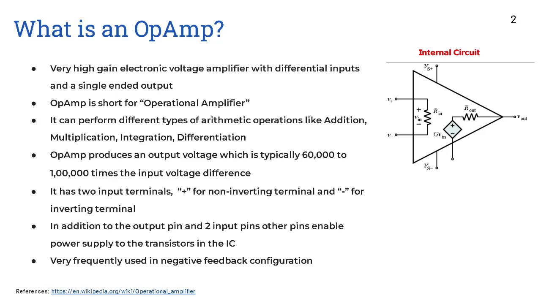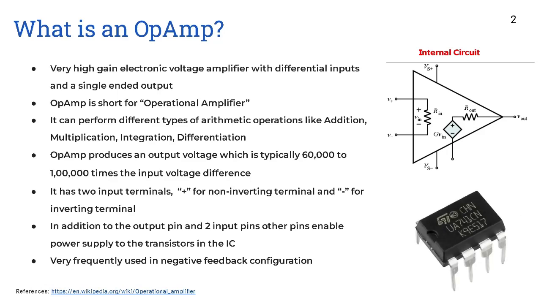This gain can remain independent of temperature variations, and because of this negative feedback, the bandwidth of the circuit is increased and the non-linearity of the circuit is decreased. And as you can see on the right here, this is a typical op-amp component which you will find in the market.